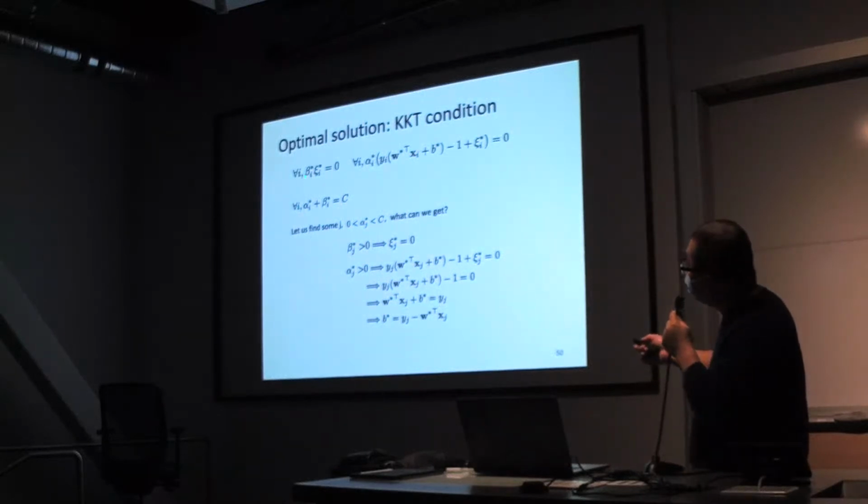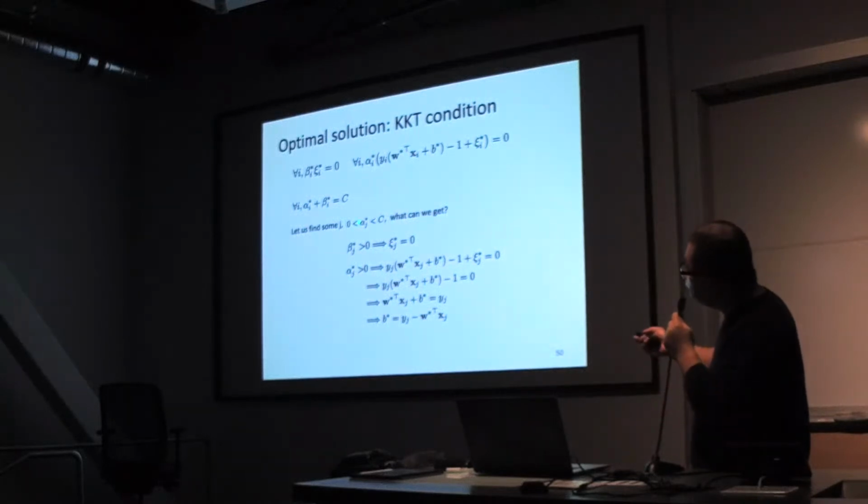And now, if we look into the complementary slackness regarding beta_j, we know beta_j star is bigger than 0. To make this product 0, we must have the slack variable be 0. In other words, the optimal slack variable for example j must be 0. This is the first result we can get.